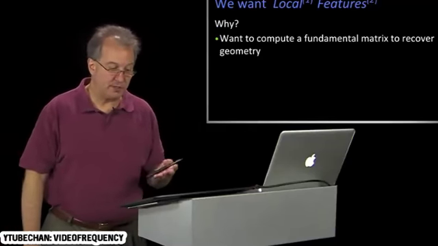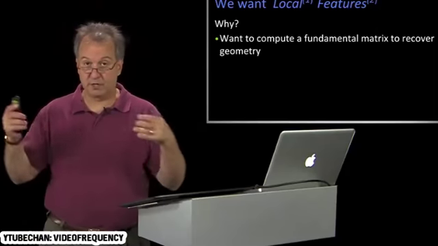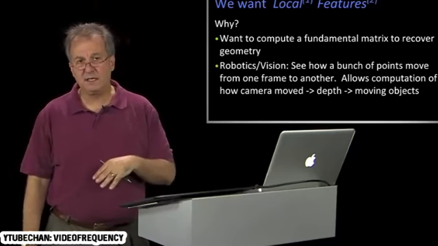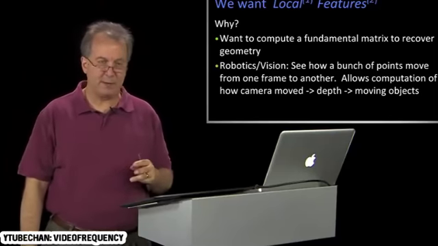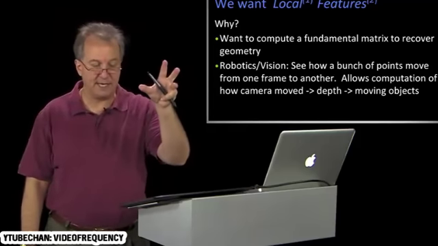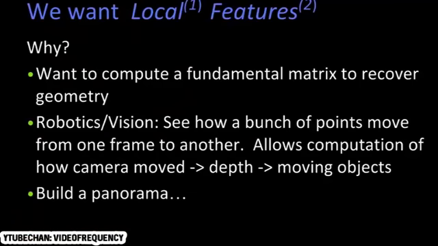So why do I want to do this? Well, we talked about things like I might want to recover the fundamental matrix to recover geometry. Remember we said that if you give enough correspondences. In robotics and other computer vision things, we might want to see how a bunch of points have moved from one frame to the next. And in order to do that, I have to figure out which points were which. Or I might want to build a panorama.